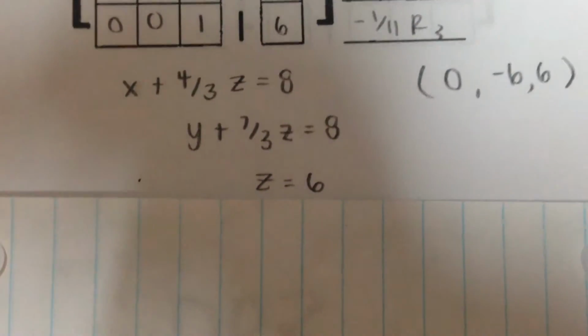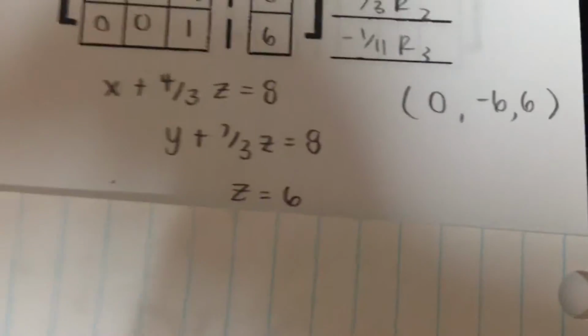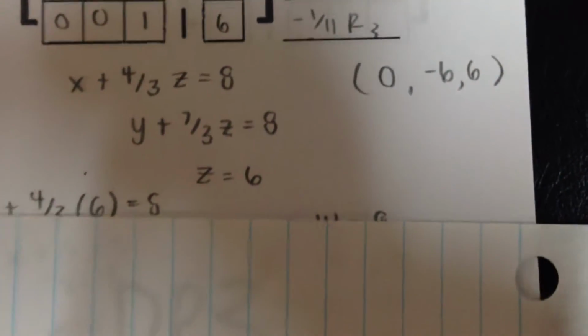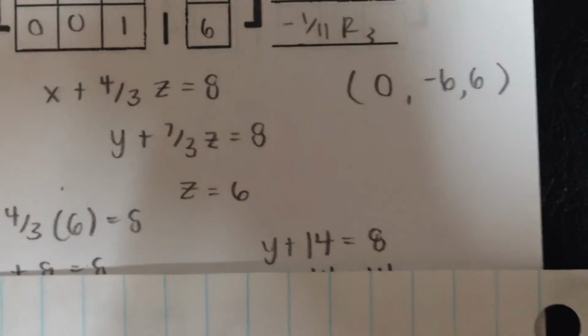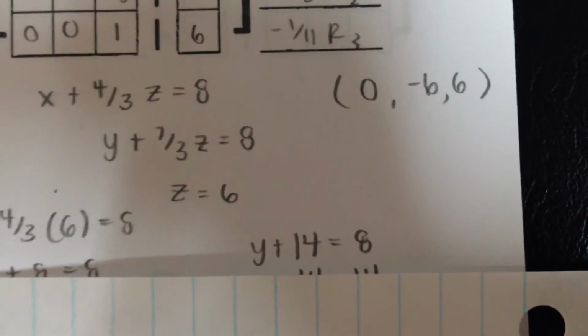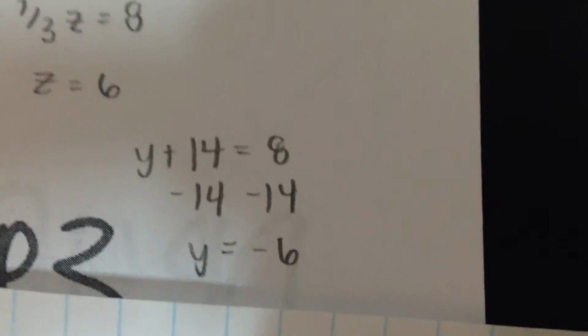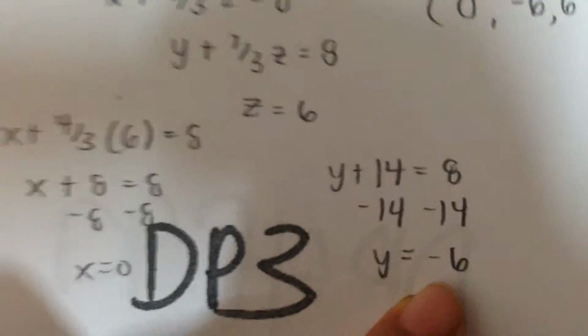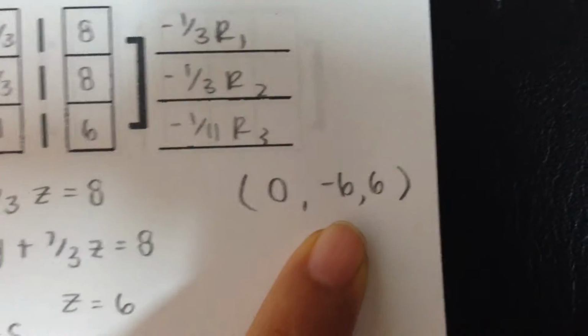We're going to plug in z into our y plus 7 over 3 z equals 8. So 6 times 7 over 3 results to 14. So y plus 14 equals 8. Subtract 14 from both sides, and you get y equals negative 6. So from there you get x equals 0, y equals negative 6, and z equals 6. And you write this as an ordered triple. So this system would be consistent independent.